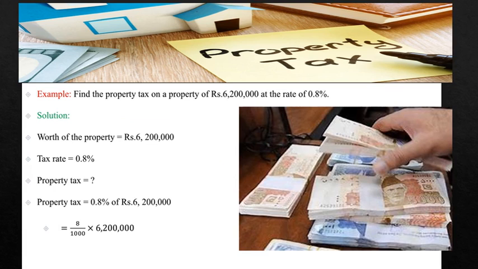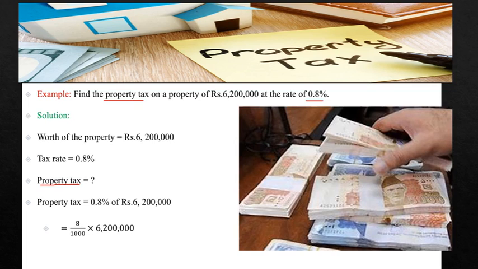Now, let us solve this example related to property tax. Find the property tax on a property of 62 lakh at the rate of 0.8%. How can we solve? First of all, we write the worth of the property, that is equal to, according to our question, 62 lakh. The rate is given, 0.8%. So the tax rate is 0.8% and we are going to find the property tax.